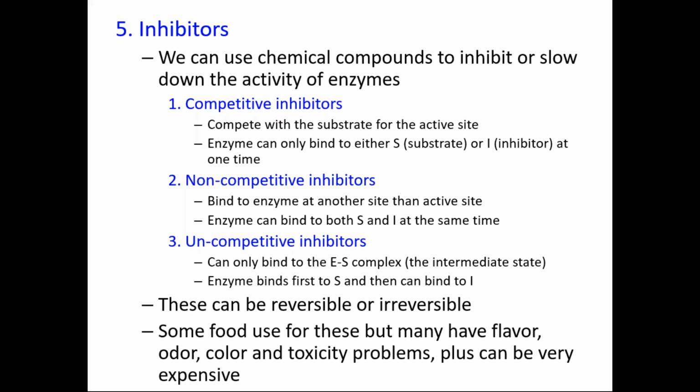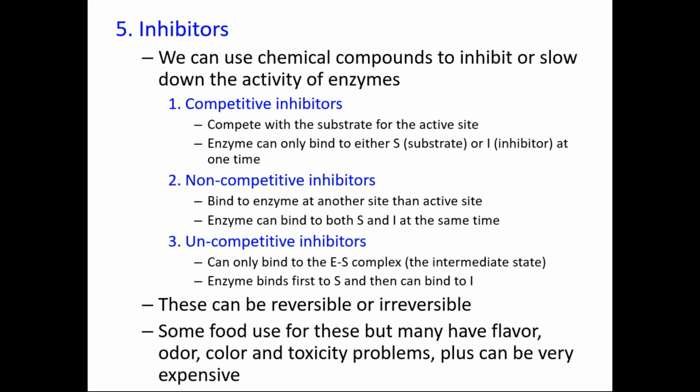The second type of inhibitor is a non-competitive inhibitor. It actually binds to a site other than the substrate binding site, but it will cause a conformational change in the enzyme structure, preventing the substrate from binding. So non-competitive inhibitors bind to another site other than the substrate site. They change the conformation of the enzyme and prevent the actual substrate from binding. And then you have the uncompetitive inhibitors, which bind to the enzyme-substrate complex.